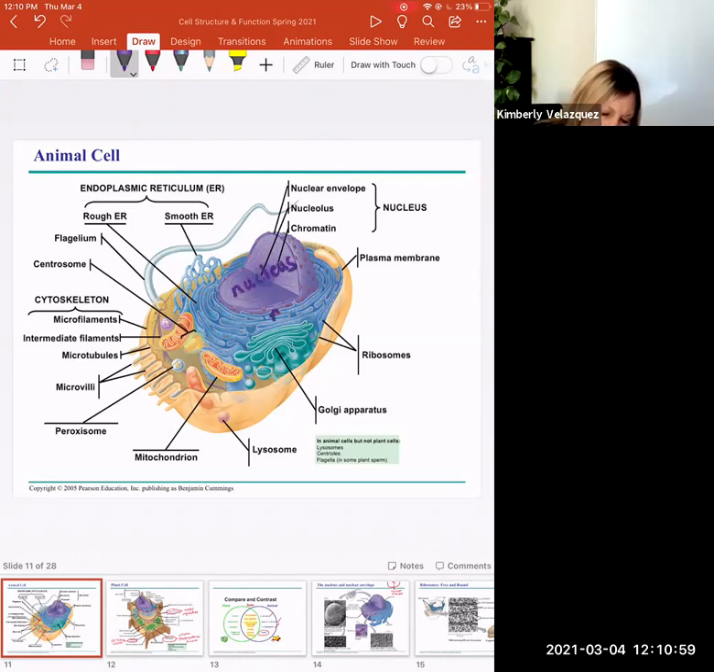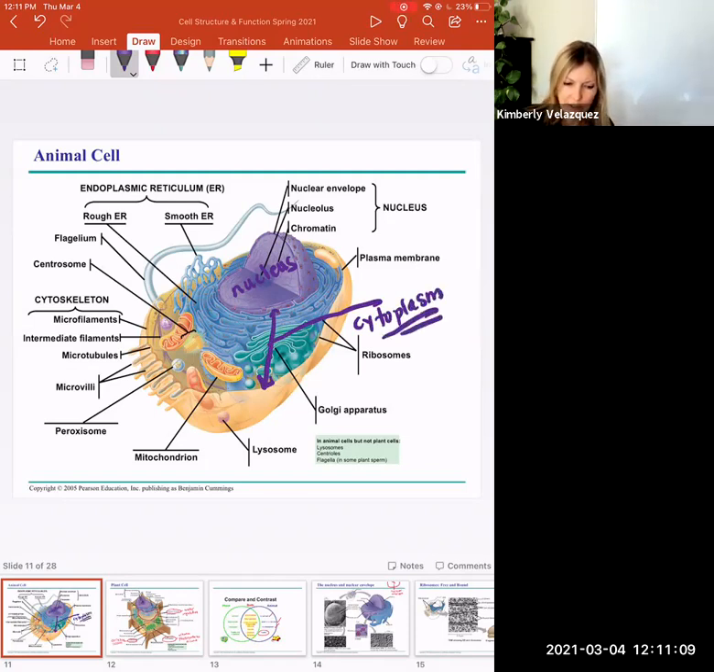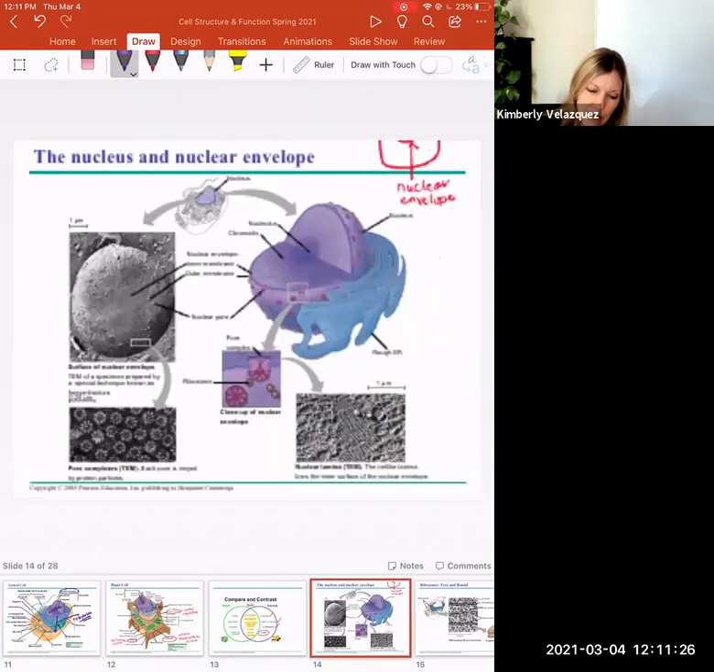Okay, and this whole region here is the cytoplasm. So there's a lot going on in the cytoplasm. That's where all of these other structures exist. So the nucleus is only just that small region, not exactly centered, but we usually say it's in the center of the cell. And again, it's defined by the nuclear envelope. And that's where the DNA is protected from the rest of the cell.